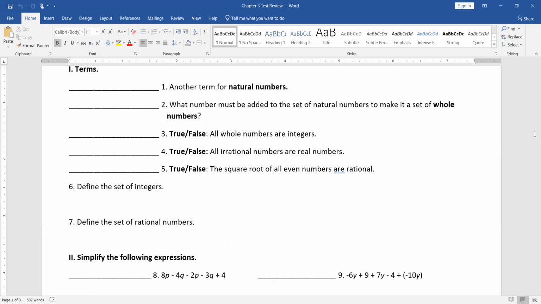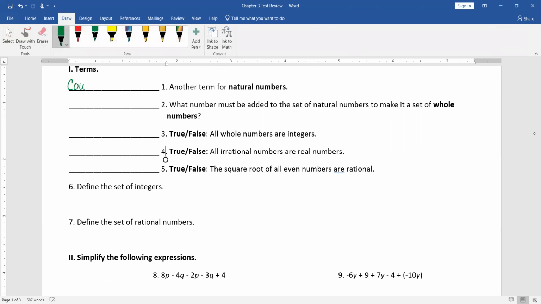So, in this first part, we're looking at our sets of numbers. We have some terms. Another term for natural numbers. Now, all of this is in the beginning of your textbook section on sets of numbers, but another term for natural numbers is actually counting numbers. So you have that. What number must be added to the set of natural numbers to make it a set of whole numbers? So if you remember the Venn diagram that we did, you have that very small circle in the middle, which is your natural numbers. Then you have the next set, which is whole numbers. The only number that's different is the 0, the Z.